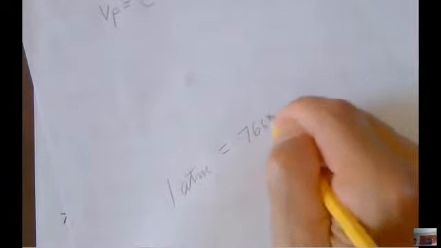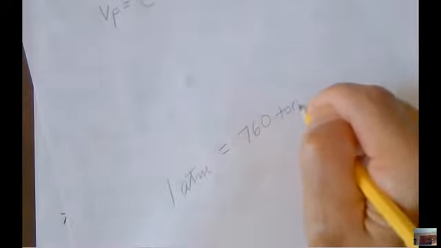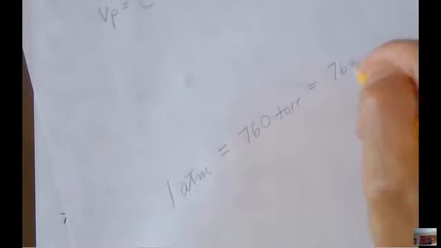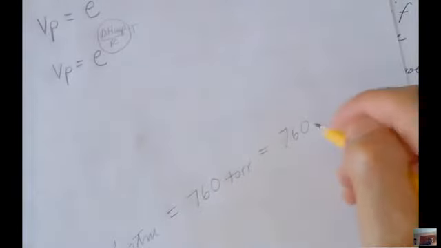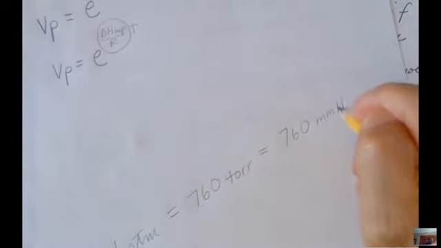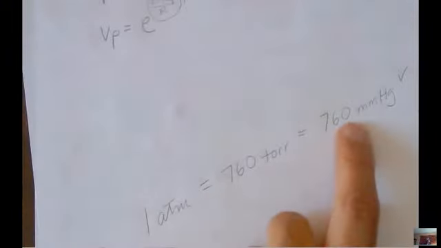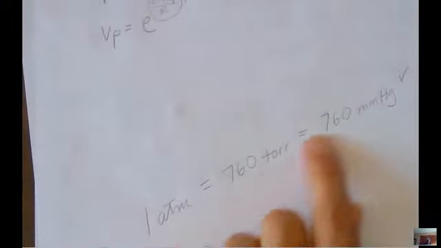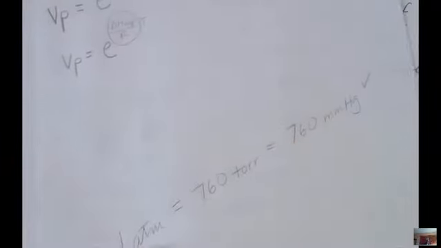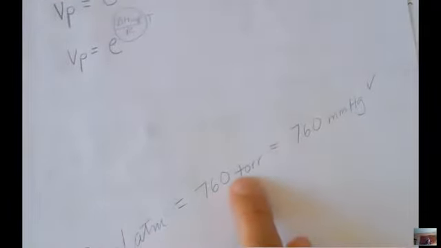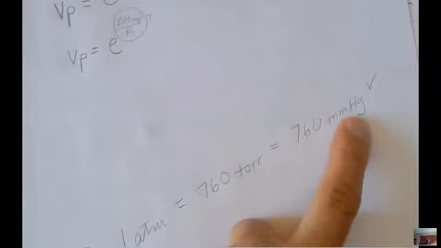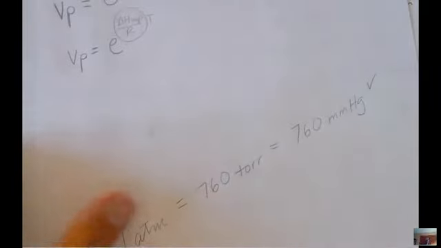Remember that from chapter 10, 1 atmosphere of pressure is the same as 760 torr of pressure, or 760 mmHg, millimeters of mercury. I won't give you inches of mercury or feet per inch squared, or any of those other ones. Those are the only 3. A torr is the same as a millimeter of mercury. 760 torr or an atmosphere.